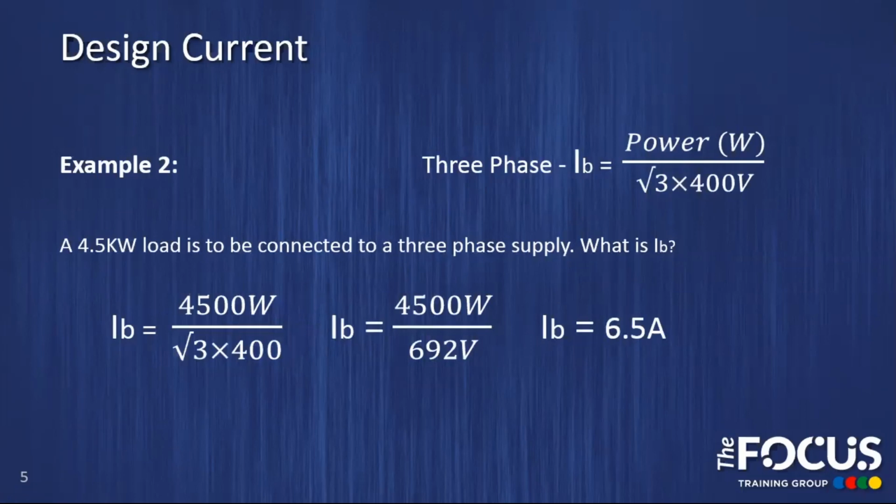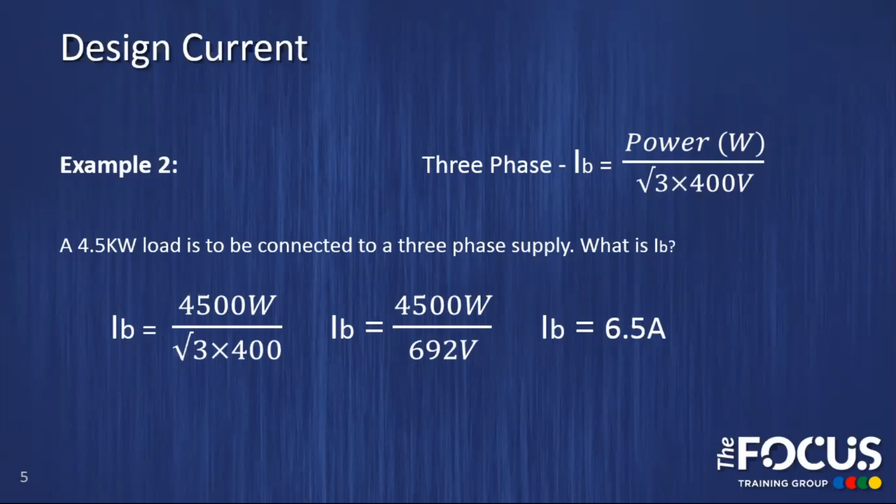Next up, we'll have a look at a three-phase example. Top right again, we can see our three-phase formula, power in watts divided by root 3 times 400 volts. Our example says a 4.5 kilowatt load is to be connected to a three-phase supply. What is IB? Bottom left, IB, design current, is equal to 4,500 watts, remembering to convert from kilowatts to whole watts, divided by root 3 times 400. In the middle, we've redrawn that formula, so it says 4,500 watts divided by 692 volts, which is the product of root 3 times 400. And then finally on the right, we can see the outcome of our formula. It gives us 6.5 amps.